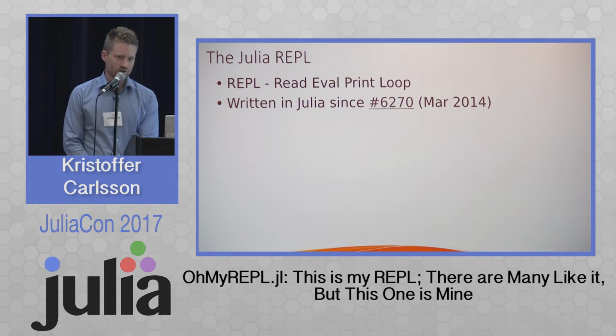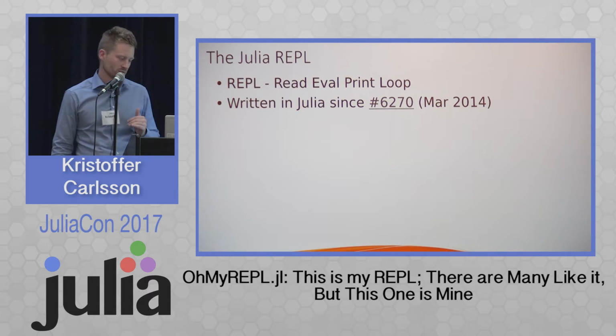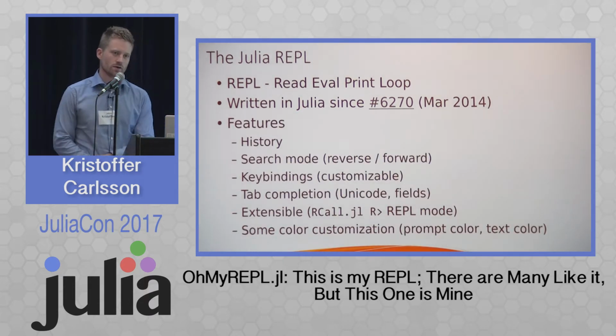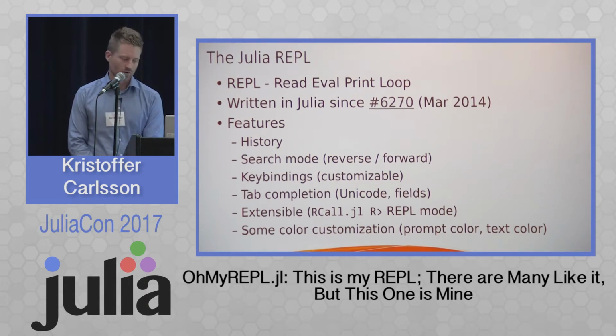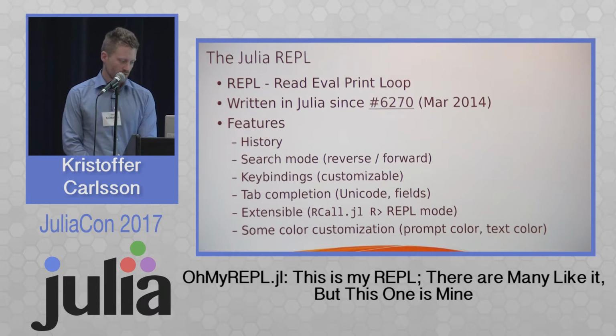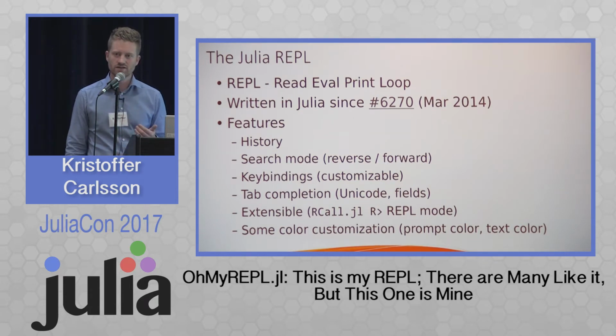I wasn't around then with Julia, but I think before that there was some C library that they used. And I think Keno Fischer had this Julia REPL in a package, and then it got moved into base at that point. And it has a lot of features compared to many REPLs that come with other programming languages. So for example, it has your history, different types of search modes, key bindings you can change, tab completion, and it's also impressively extensible.